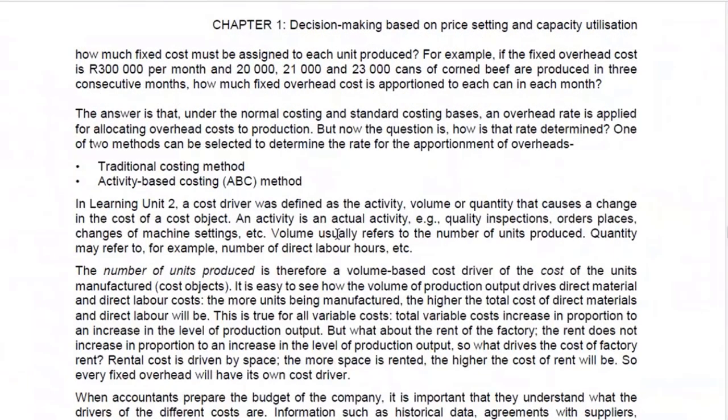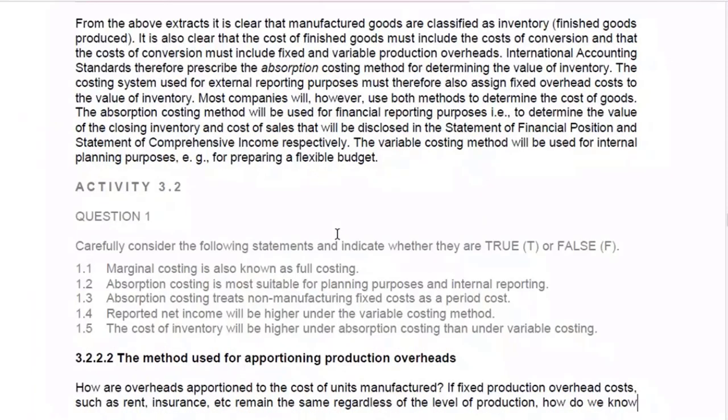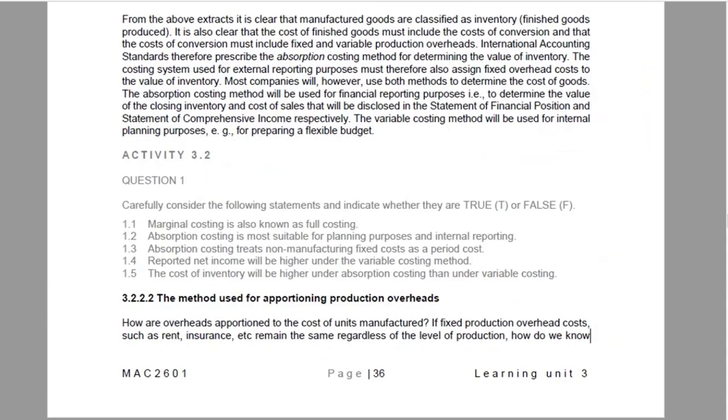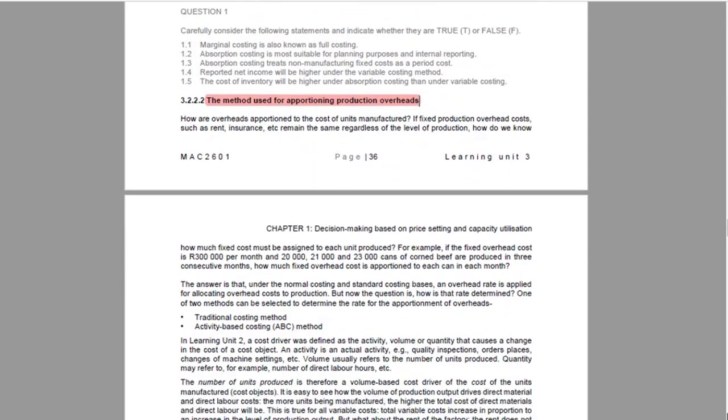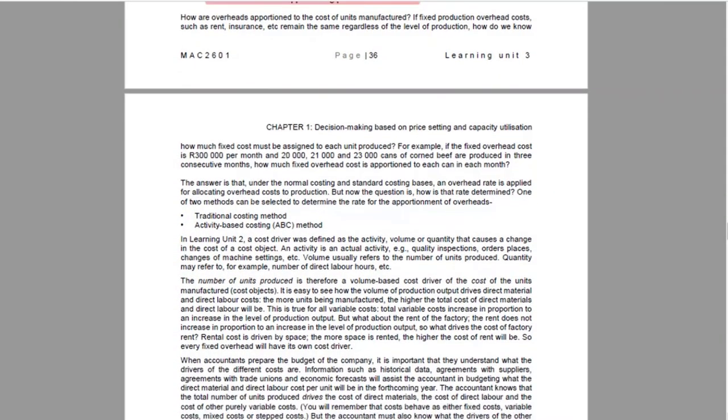So ABC, these are your methods. Sorry, let me just reduce this, it's too big. Cool. So ABC is your method of apportioning production overheads. What it means is, how are your overheads, which are normally your fixed overheads, apportioned to the units that you've produced?